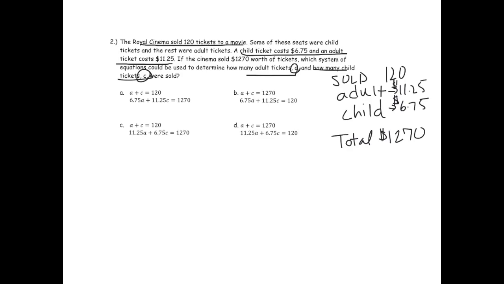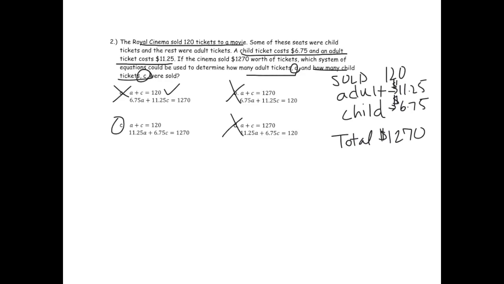The first choice says A plus C equals 120. Now that makes sense because A is the number of adult tickets sold and C is the number of children tickets sold. So that is good. That works. Now, $6.75A, that would mean that an adult ticket is $6.75, which is not true, so I don't agree. B is saying that between the adult and child tickets, we sold 1,270 tickets. That ain't good. We only sold 120 tickets. I don't know what these people are talking about. So we can also eliminate choice D, right? Because it also has A plus C equals 1270. Not good. So C is the answer.